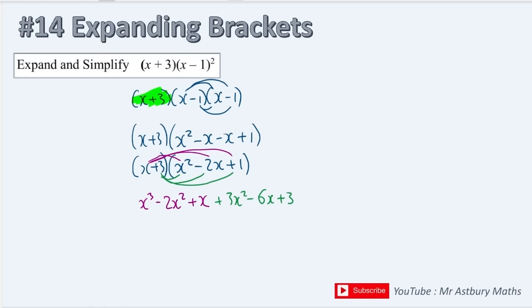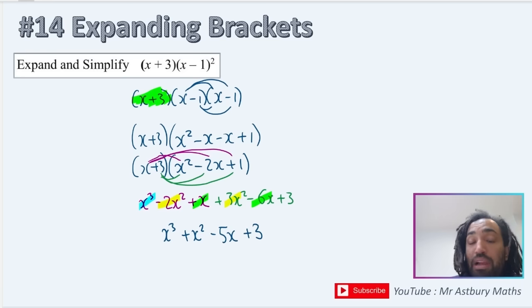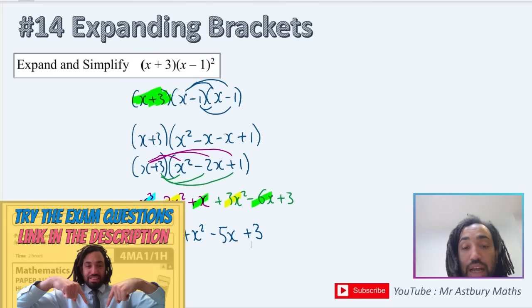Then what I'll do is I will simplify. So x cubes, there's only one of them. X squareds, we've got minus 2 and plus 3, which makes a total of plus 1. X's, we have 1 minus 6, that's a total of minus 5. And then finally, we just have 3 left over as a constant. Okay, try the exam questions and then move on to the next topic.